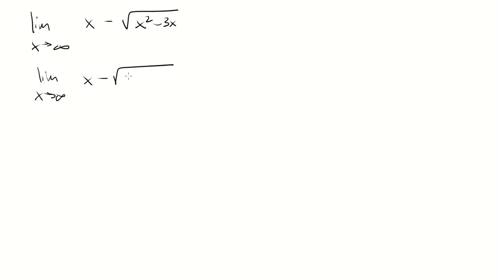Let's find the limit as x approaches positive infinity of x minus the square root of x squared minus 3x. Let's work inside the square root by factoring out an x squared. And so we're left with 1 minus 3 over x. And now the x squared comes out of the square root.